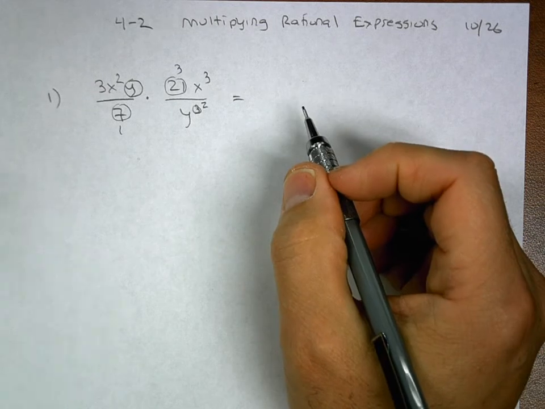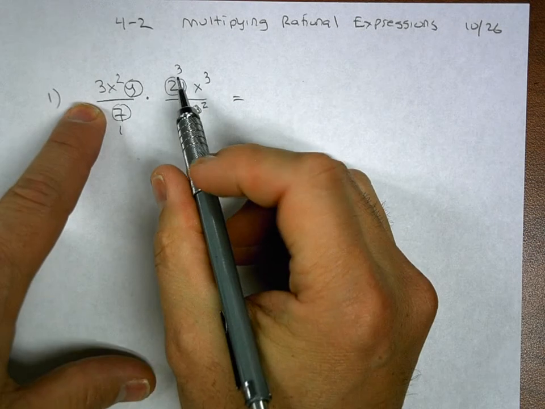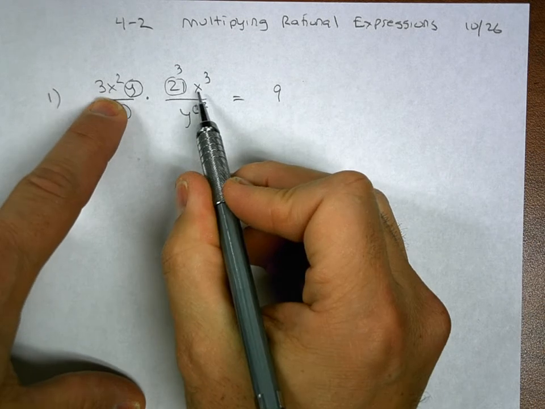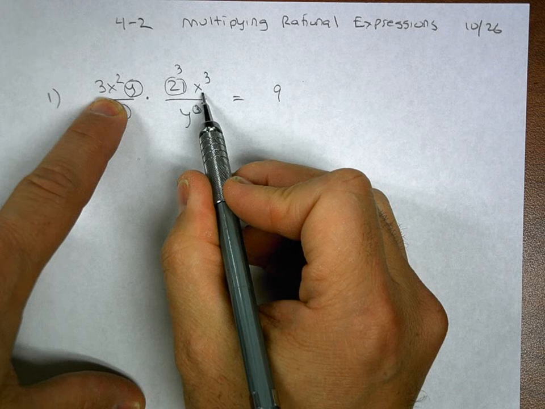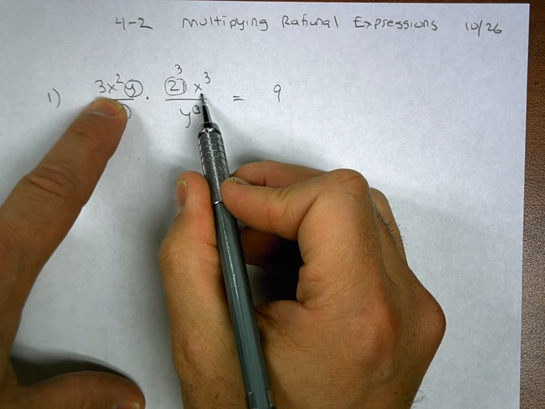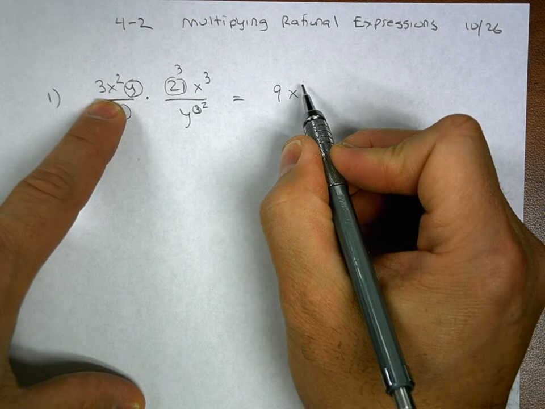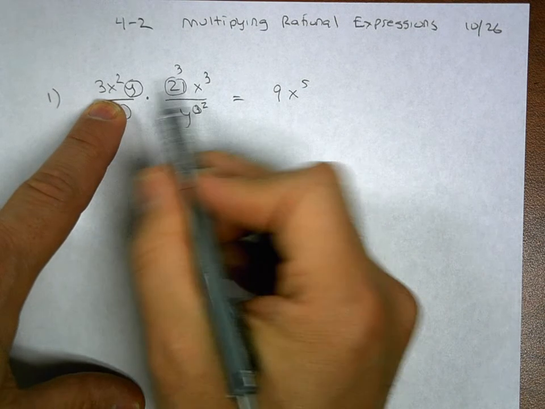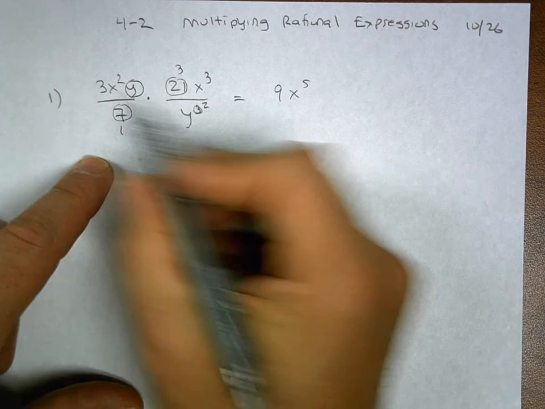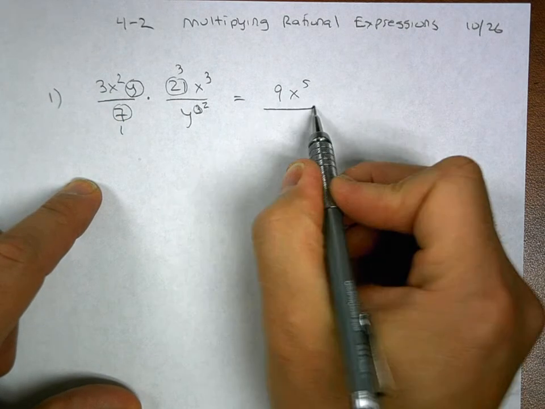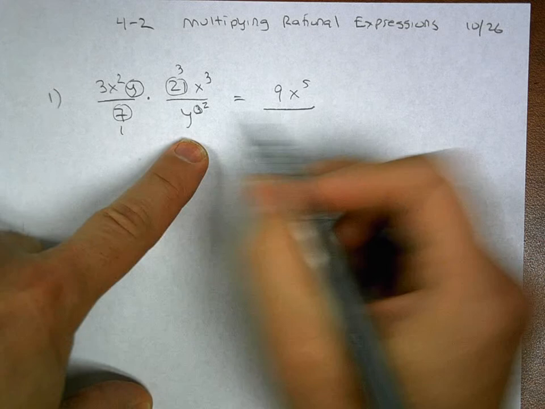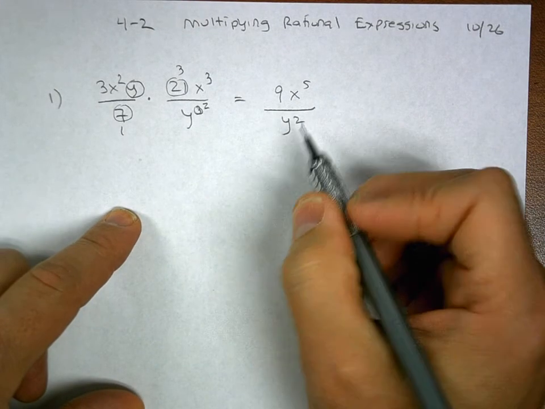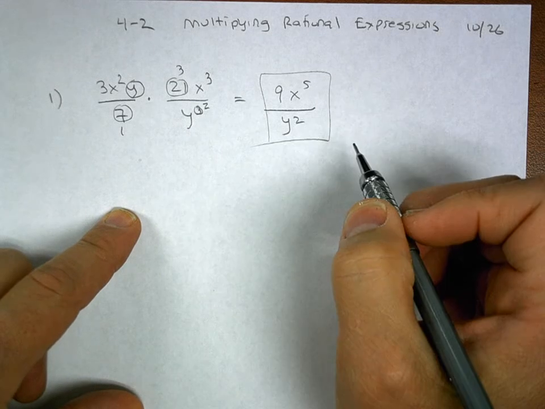Okay, so let's kind of see what we have left. Let's multiply across the top. So 3 times 3, 9. And then we have x squared times x cubed. And so what do we do with the exponents? Add them. So that's x to the 5th, because we have 2 of the x's there and 3 of them there, so altogether we have 5 of them. So that's why you add, they're side by side. Over, we have just y squared. And there you go. Can we reduce anything else? No, that's it. And we're good.